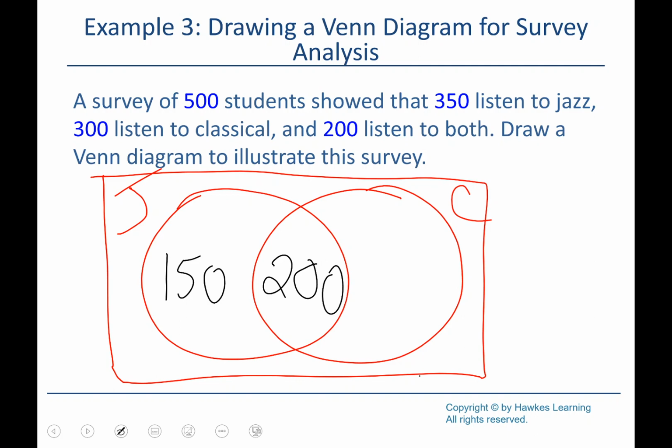Does that make sense when we did that? Because it says we had a total of 350 that listened to jazz. It didn't say only jazz, right? They just included 350 that listened to jazz. So we want our jazz circle to total up to 350. And then same idea for classical. Let's say we had 300 that listened to classical. So we want the C circle to total up to 300. We already have 200 in there. So 300 minus 200 is just 100 out here.